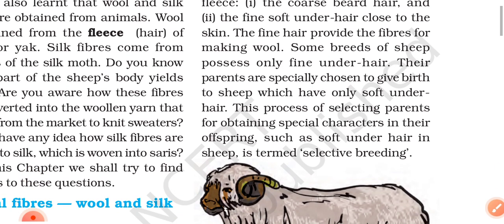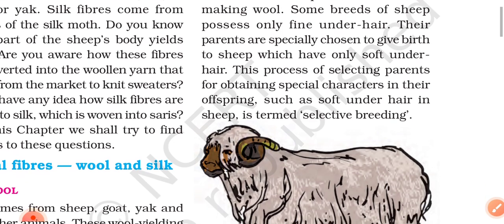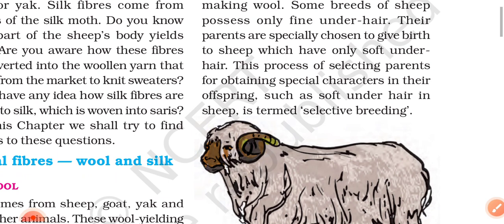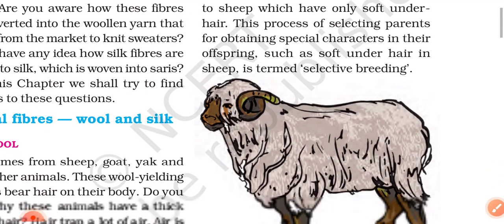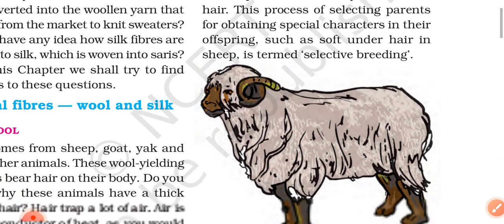Some breeds of sheep possess only fine under hair. Their parents are especially chosen to give birth to sheep which have only soft under hair. This process of selecting parents for obtaining a special character in their offspring, such as soft under hair in sheep, is termed selective breeding.